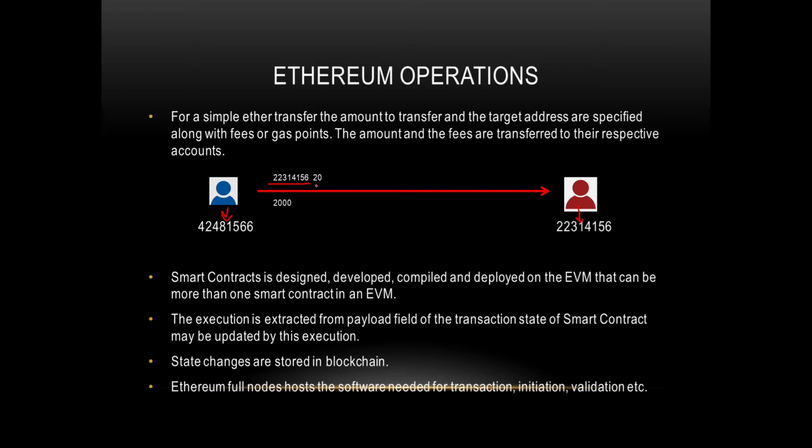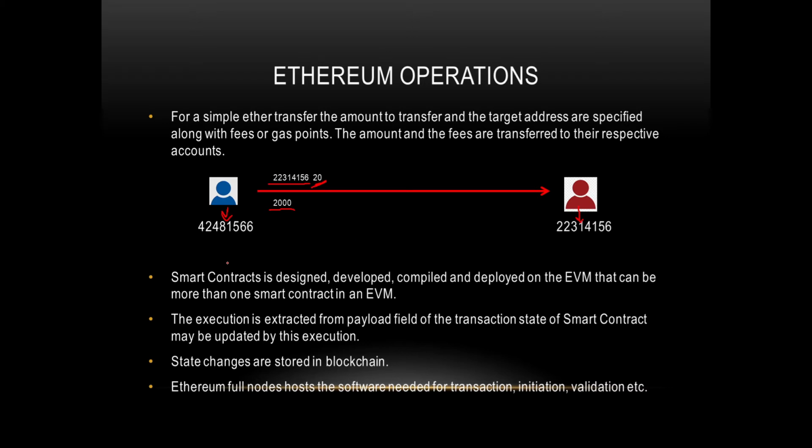Then he'll give the value, how much he wants to send in ethers. The units can be changed, it can be wei, ether or any unit as such. And this is the gas point, which I'll cover in the next slide. So this is the computational fees basically. So these are the parameters which the sender gives, and then the transaction occurs.